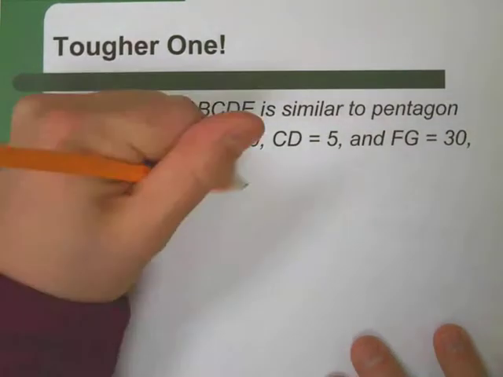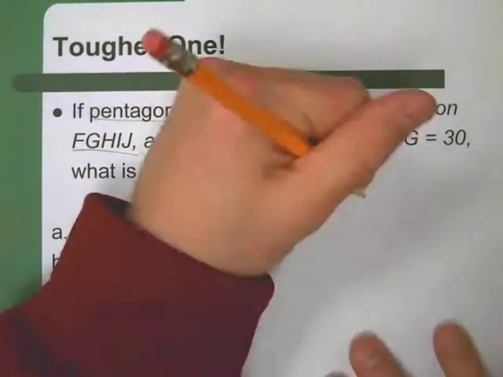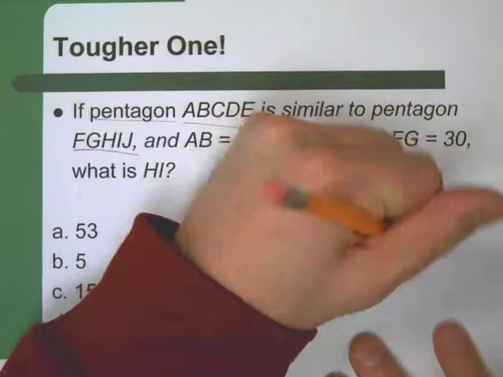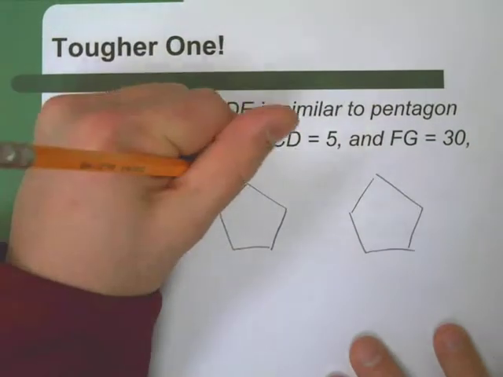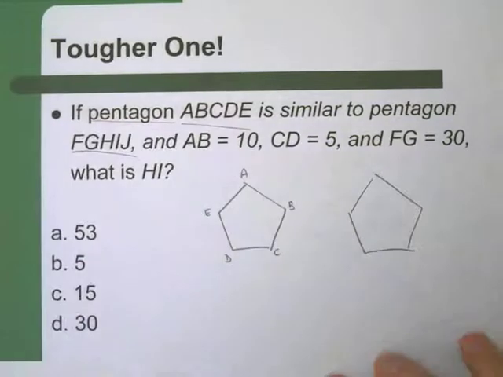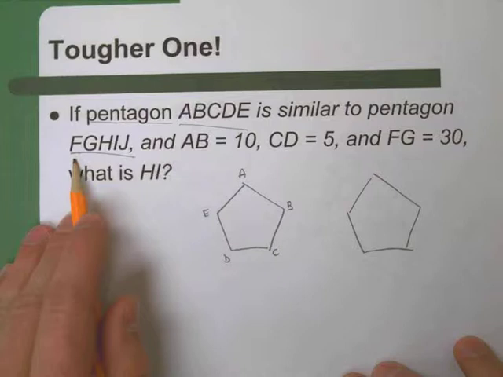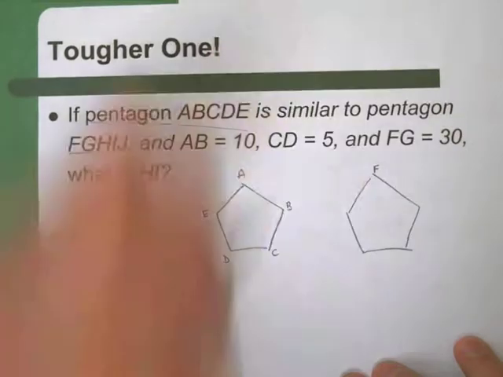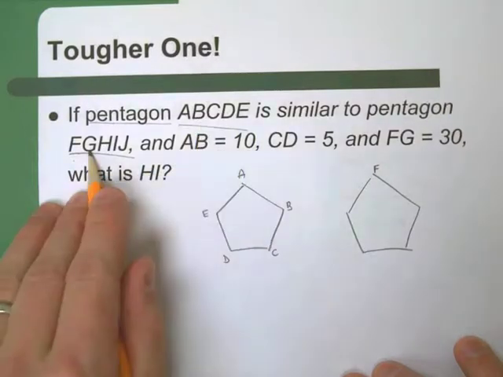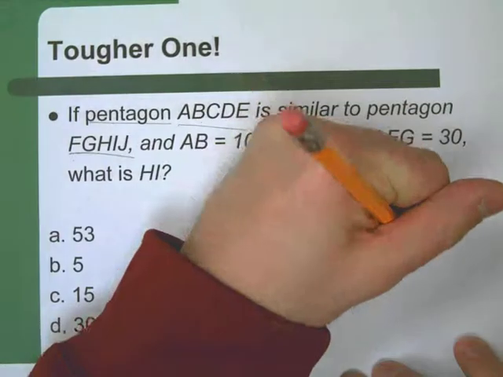The order is important because what that means is, if I have one pentagon and here's the second pentagon, and one is called ABCDE and the other FGHIJ, that means the A is first and the F is first. Those have to be in the same spot. B and G are both the second letter listed, so they have to be in the same spot, and so on and so forth.